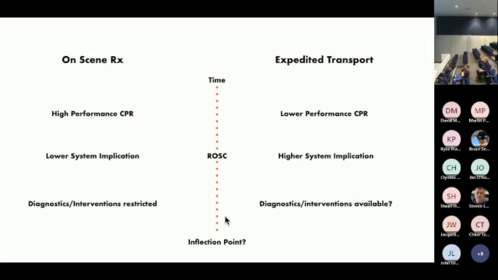And what is that inflection point, and what time period do you decide to stay on the scene or go to the hospital? We don't know.